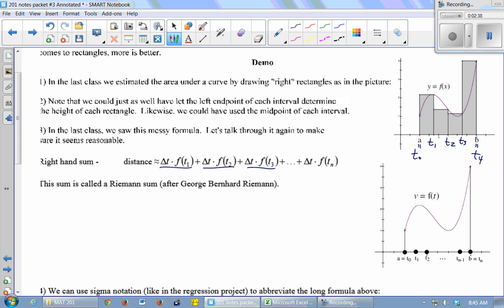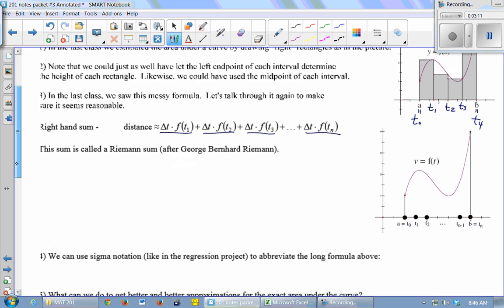So if I wanted to write a general formula and not one where I've already picked the number of rectangles, I would write f of t sub n, meaning the very last point of my interval. So f of tn is the height of the very last rectangle. Each of these things is just the area of a rectangle. And when you add them all up, it estimates the area under the curve. So we called this thing a Riemann sum, named after Bernhard Riemann, famous mathematician.